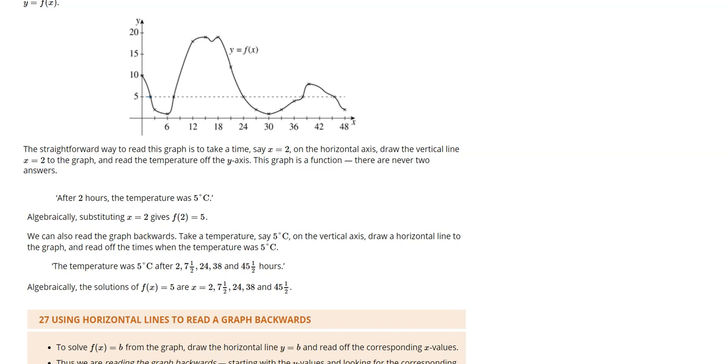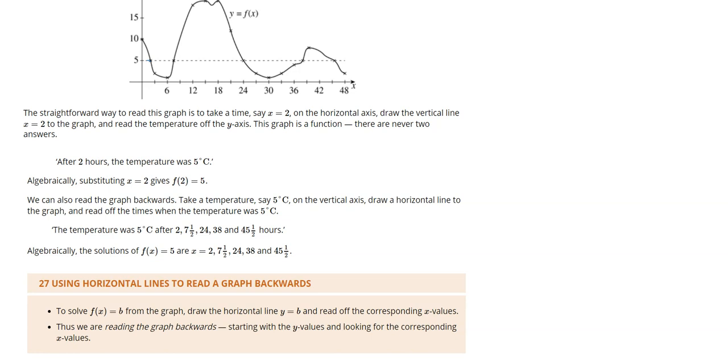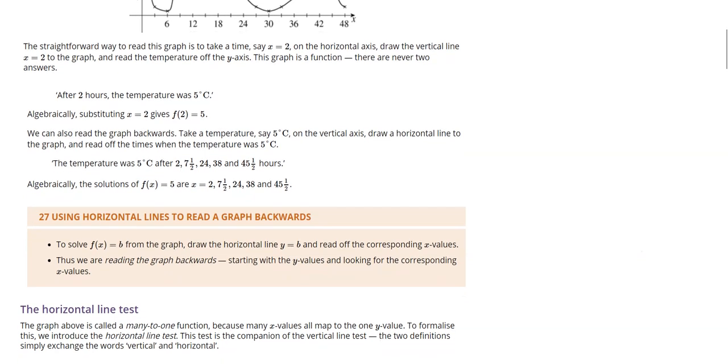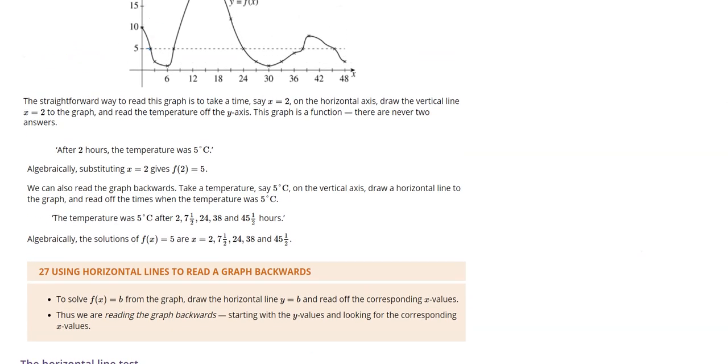So it's a many-to-one situation where many values of x correspond to one value of y, and that keeps it as a function. So the temperature was 5 degrees at 2, 7.5, 24, 38, 45.5 hours, that kind of thing. So they've said f of x equals 5, then these are the values of x that are possible. So using horizontal lines to read the graph backwards, it's essentially that.